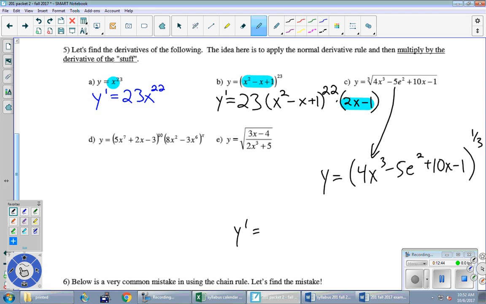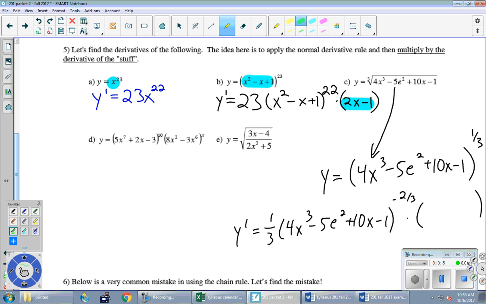Okay, so we do our normal rule. The power comes down, you copy the stuff, you subtract 1 from the power. 1/3, everything in the parentheses. And then subtract 1 carefully. We get negative 2/3, all good there. And if this had just been x to the 1/3, we'd be done. But if it's anything more complicated than x, you just have to multiply by the derivative of the stuff. I will highlight it in green this time. Here's the stuff. Here's where its derivative goes.